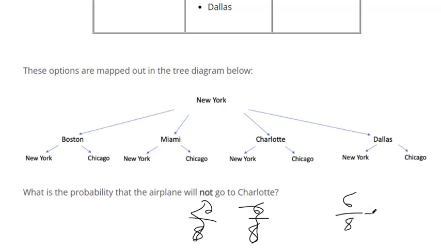And by the way, you would just want to simplify this. 6 out of 8, that's 3 out of 4, right? So 3 out of 4 is the correct answer here.